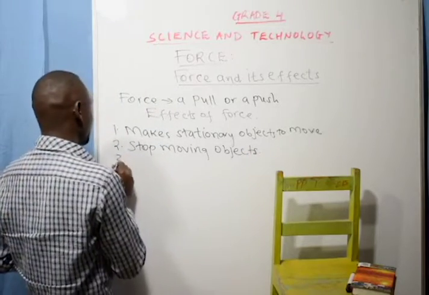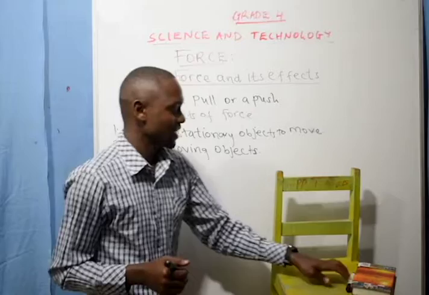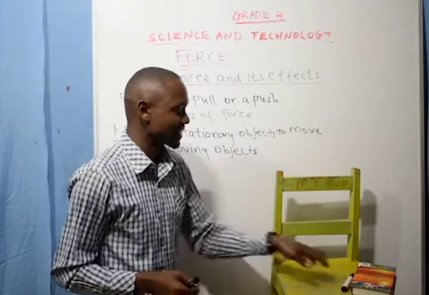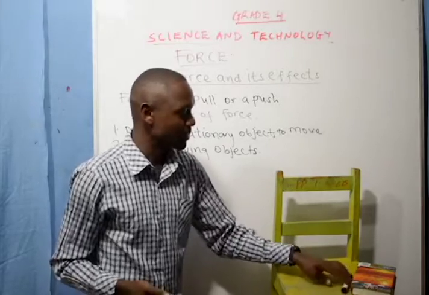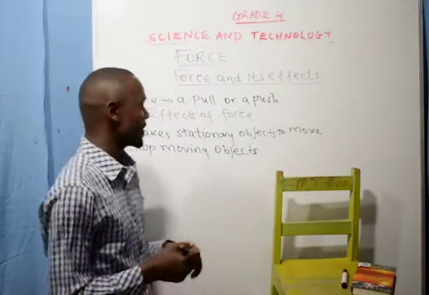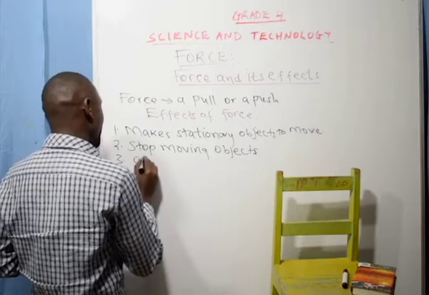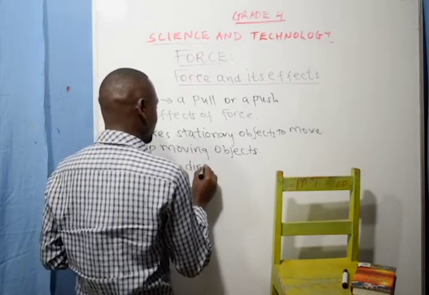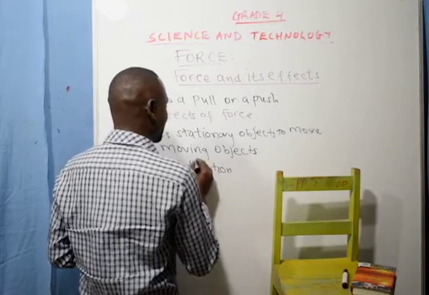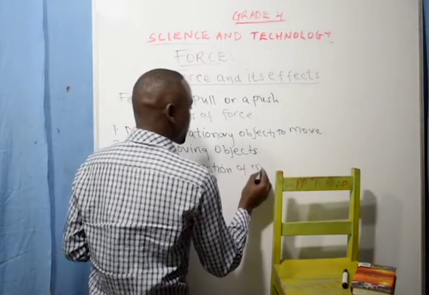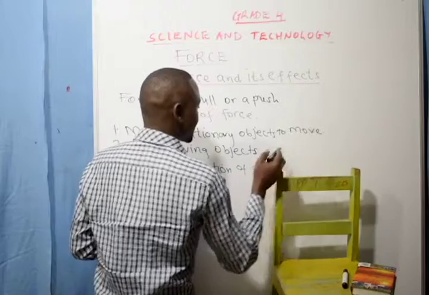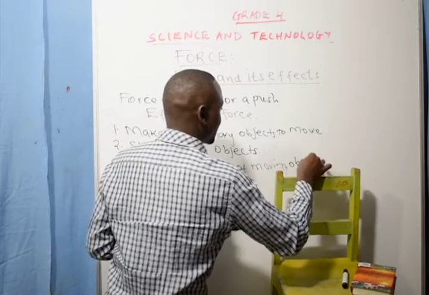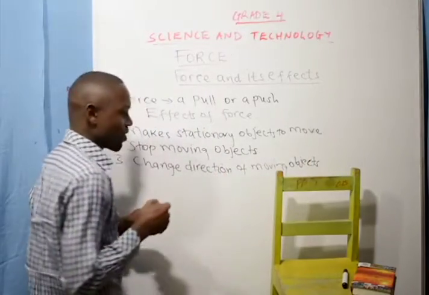Another effect of force: I can throw this pen towards that, then it comes back to me. So we say that another effect of force is that it can change the direction of a moving object. Force can change the direction of moving objects.